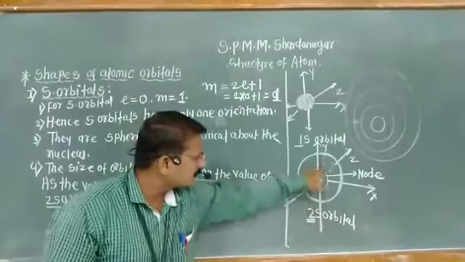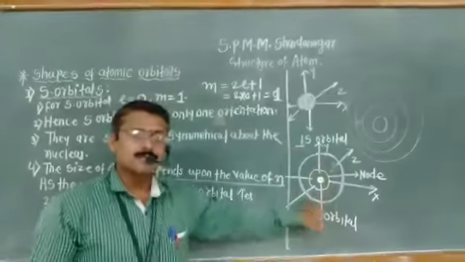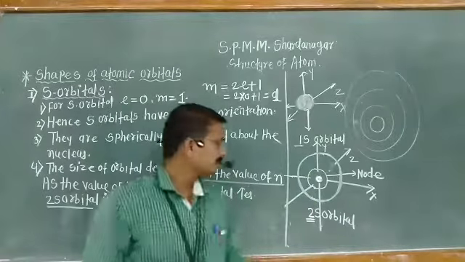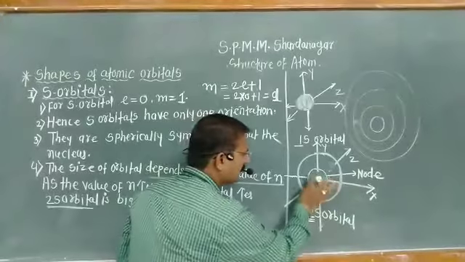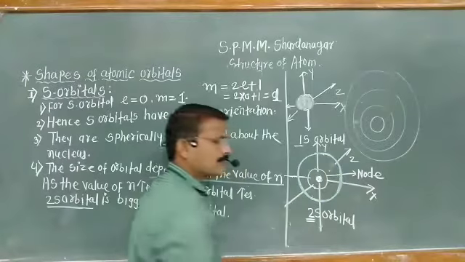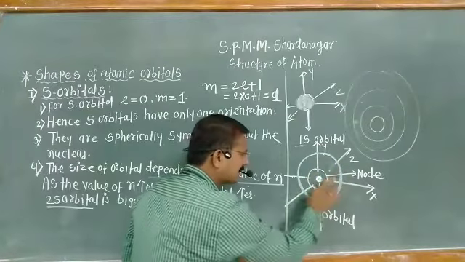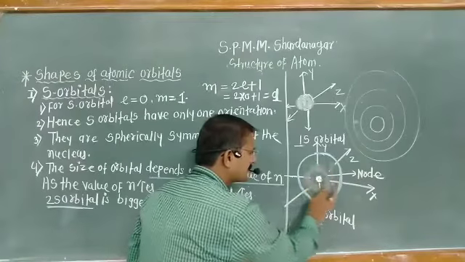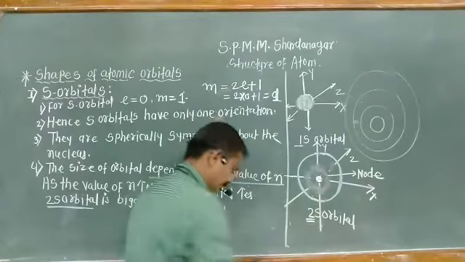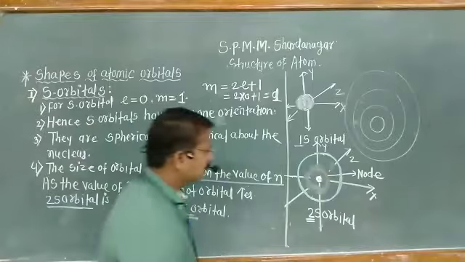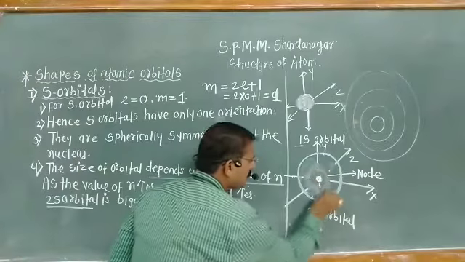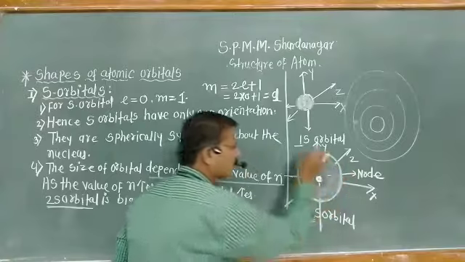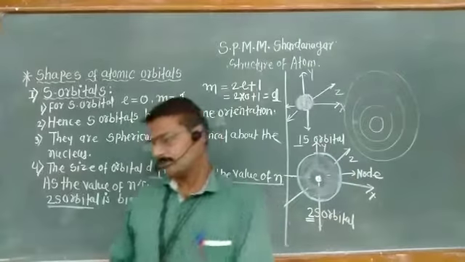When we observe this figure, this is the shape of the 1s orbital and this is the shape of the 2s orbital, and this space in between is collectively called a node. What is the definition of the node?